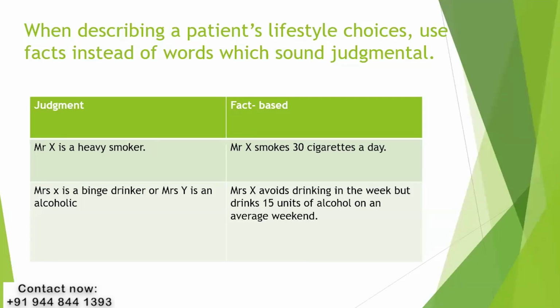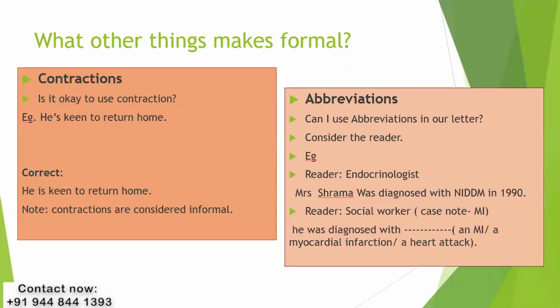These are all judgments. You can turn them into fact-based sentences like Mrs. X avoids drinking in the week, but she drinks 15 units. You can see here I have given the number of drinks or number of cigarettes that they are using in a day. This is the way you have to write in your formal letter. Another thing you can see is which sentence makes your letter formal. Here there are two other things that make your letter more formal.